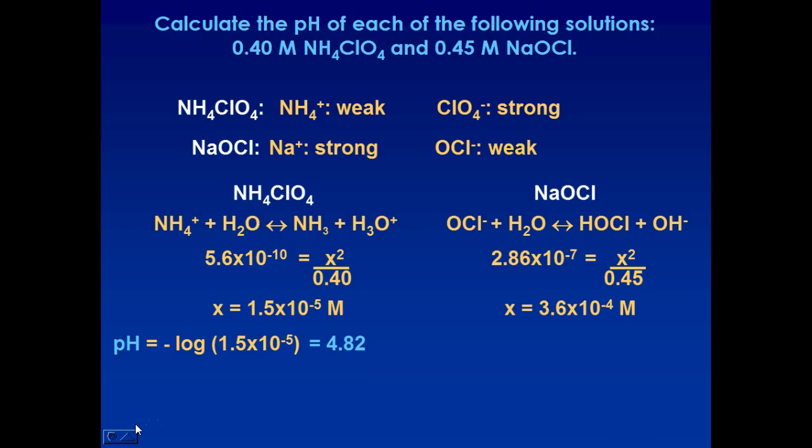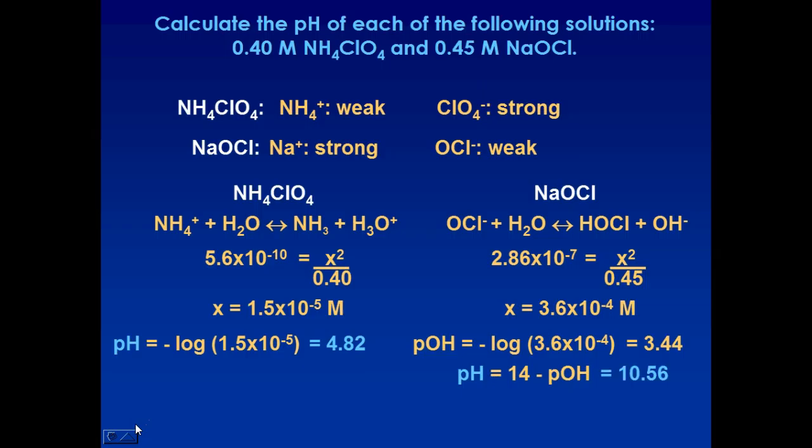When I do the math, I can see that x, the hydroxide concentration, is 3.6 times 10 to the negative fourth. Because that's hydroxide, I need to use that to find pOH, 3.44. Then I have to take 14 minus that value to get the pH, 10.56. At the beginning of this slide, I said that NH4ClO4 would be acidic because of the weak ammonium ion, and it was indeed when you calculated its pH. And that OCl minus would be basic because of the weak anion, and the pH indicated that as well.